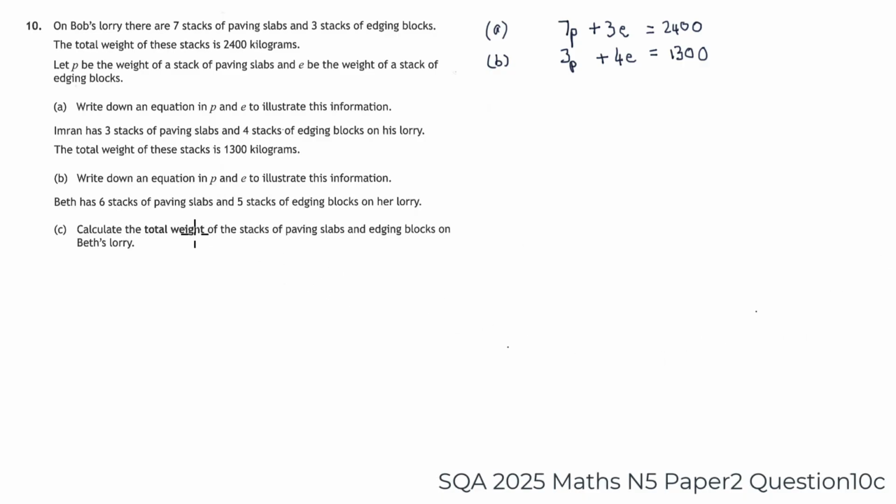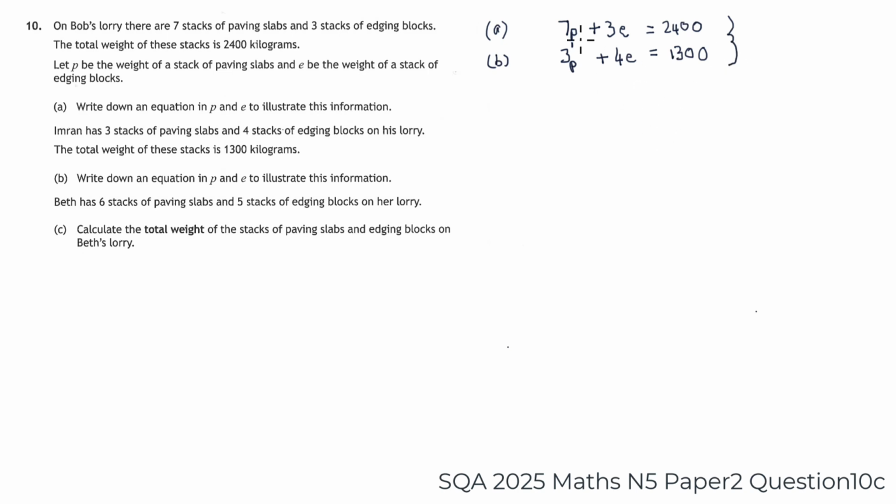Now, part C. Beth, driving a lorry, I presume. Her lorry, yep. 6 stacks of paving slabs, 5 stacks of edging blocks. What's the total weight this time? Now, from these two equations, we can work out the weight of 1 stack of paving slabs and 1 stack of edging blocks. And from that, we would be able to work out the total weight on Beth's lorry. So we basically have to solve this system of simultaneous equations.